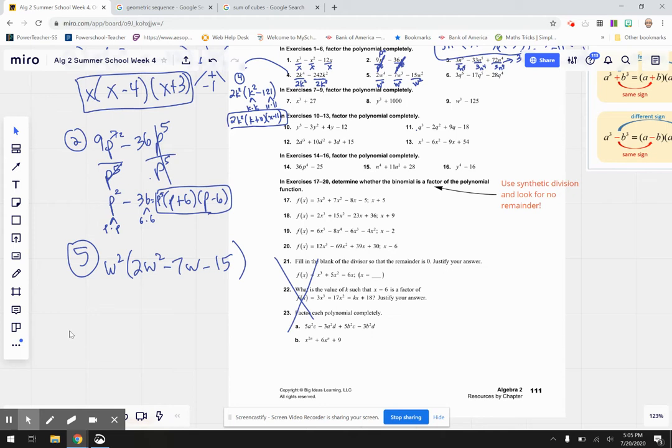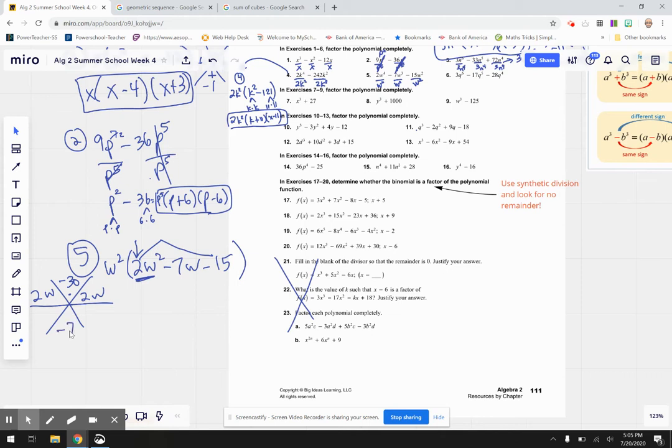Now this one you can see has a number in front of your x squared. So we're going to need to use what we call the star method when there's a number in front, because you've got a 2W here to contend with. So that has to go here on the top of our star. When you multiply the first term times the last term, that's a negative 30. That's what's going to go on top here. So it's a 2 times a negative 15. That would be negative 30. The bottom number is a negative 7.